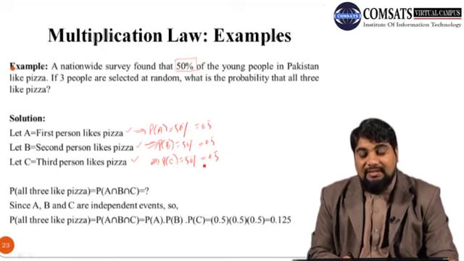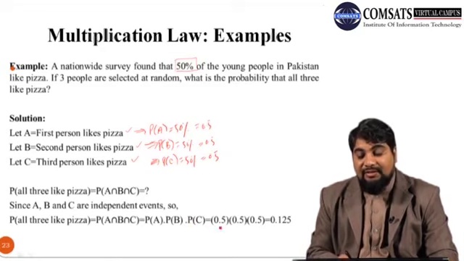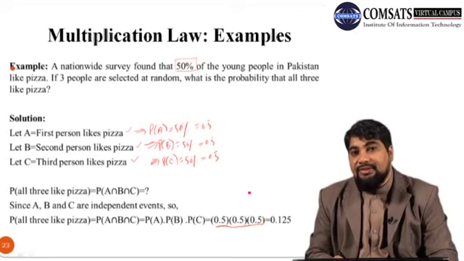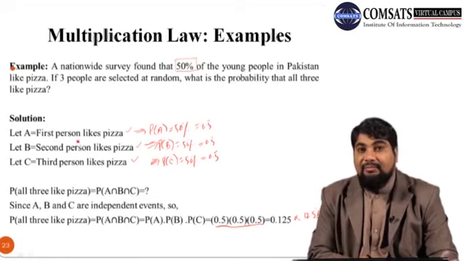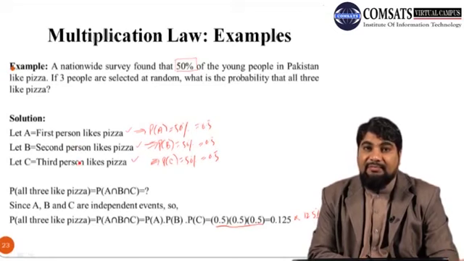So just replace these calculated values here. 0.5 times 0.5 times 0.5, so we get 0.125 or 12.5%. So there is a 12.5% probability that all 3 people will like pizza.